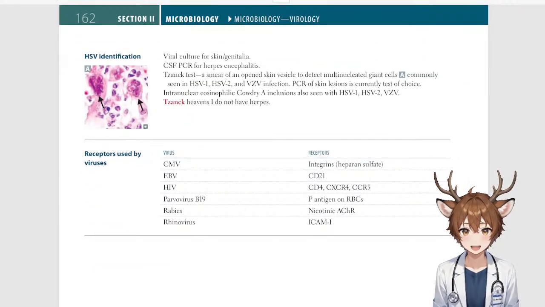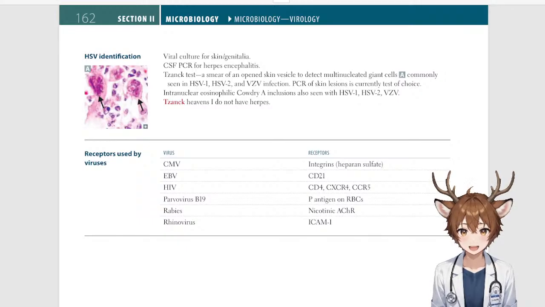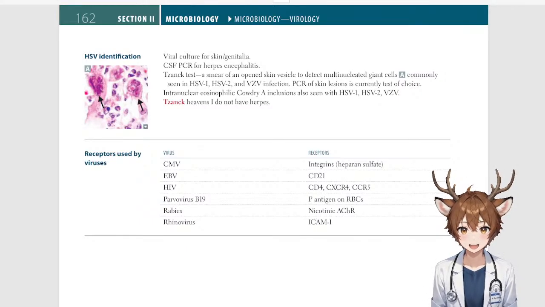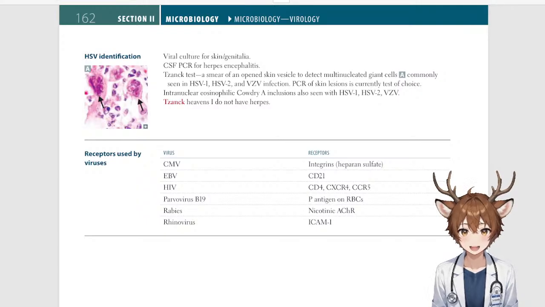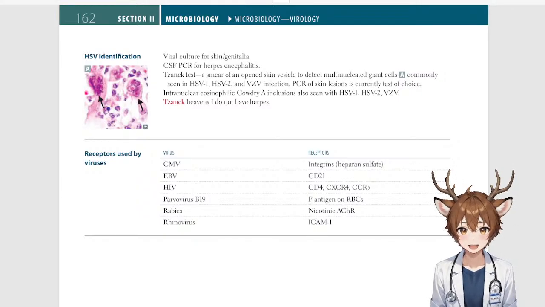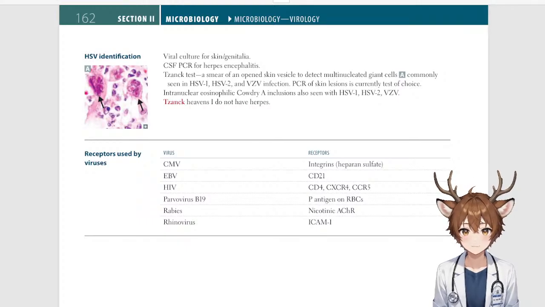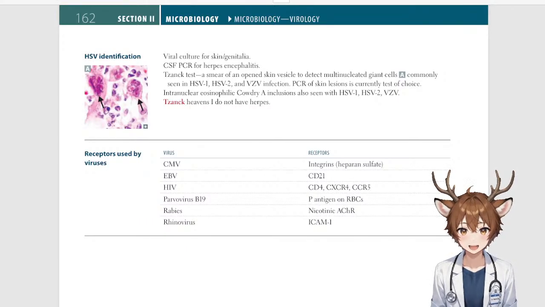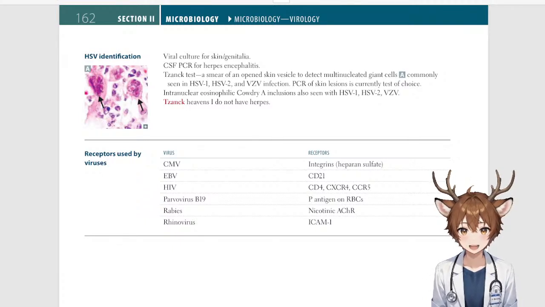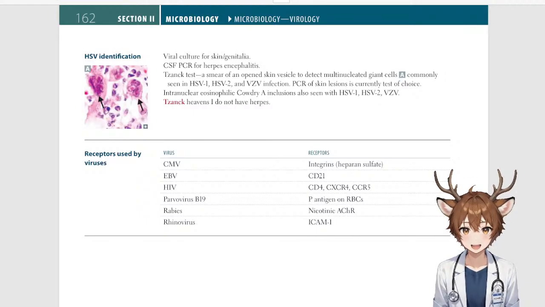What about HSV identification? PCR of skin lesions is the test of choice. CSF PCR for herpes encephalitis. The Tzanck smear, or Tzanck test, is outdated; it is a smear of an open skin vesicle to detect multinucleated giant cells, commonly seen in HSV1, HSV2, and VZV infection, or at least used to be seen. Intranuclear eosinophilic Cowdry A inclusions are also seen in HSV1, HSV2, and VZV.